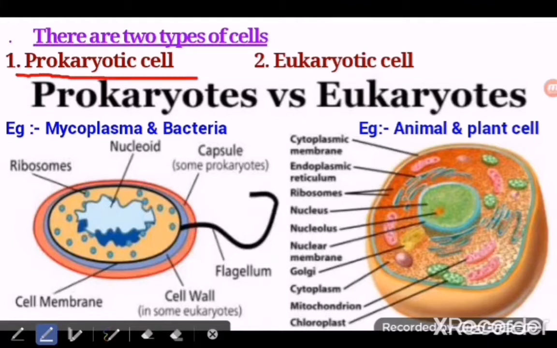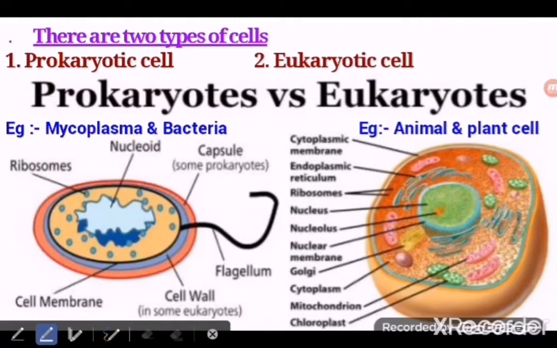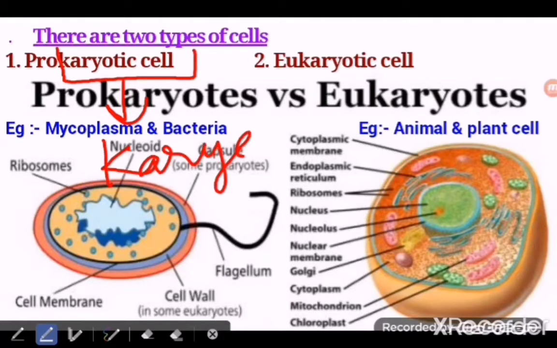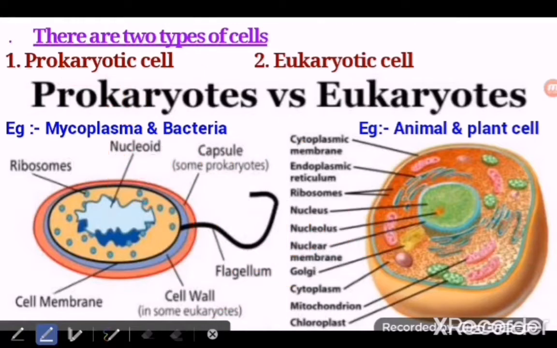Prokaryotic cell is the first type of cell. It is a Greek term. So what does it mean? Pro means primitive. Primitive means false. So first, if we want to split the term, pro means primitive, primitive means false. So false you understand very well. And then karyotic. Karyon is also a Greek term. Karyon means nucleus. So the term means false nucleus.